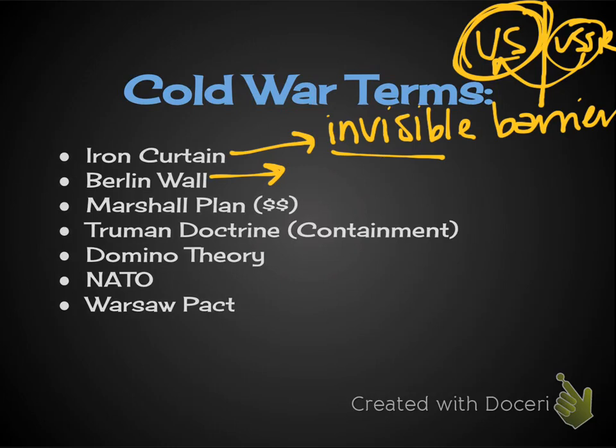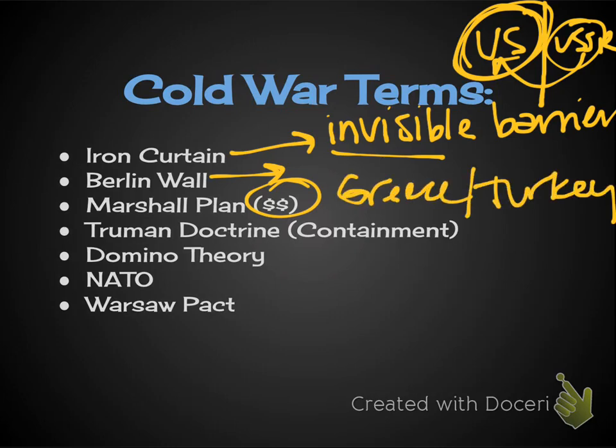The Marshall Plan, I put this on here on purpose with the dollar signs. This is where they're economically supporting countries. We see this mostly with the two countries of Greece and Turkey. They want to make sure that these countries don't fall into the Soviet sphere of influence. As we go back over here, the Truman Doctrine is really the doctrine of containment. We don't want communism to spread because we're afraid, going back to the domino theory, that if one country falls, they're all going to fall.